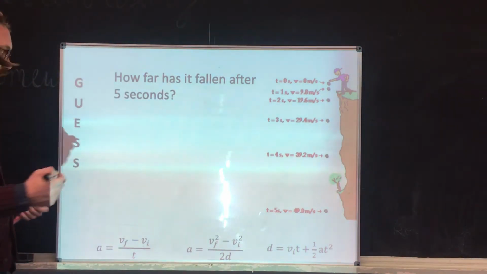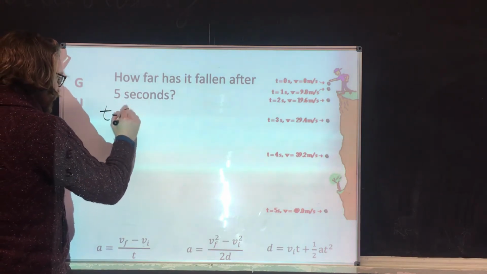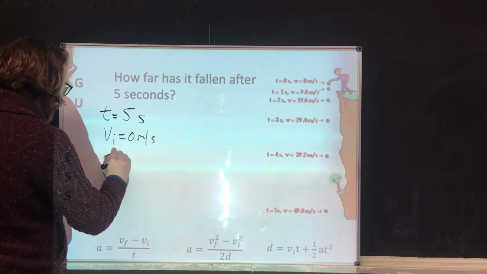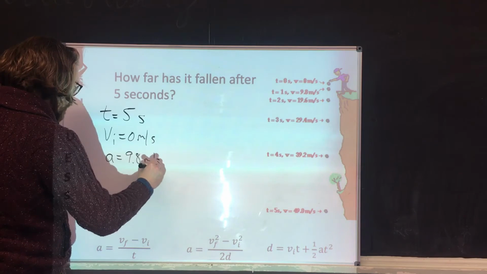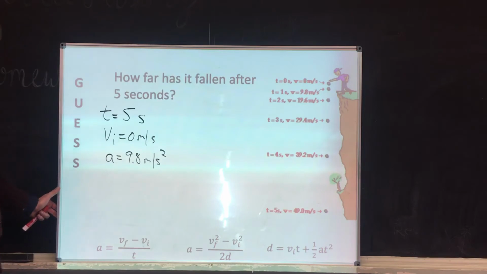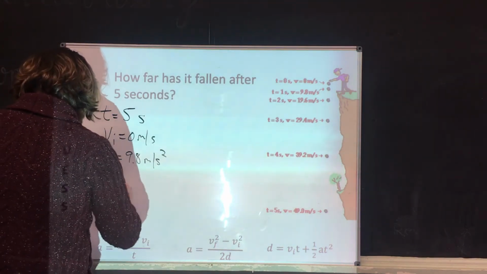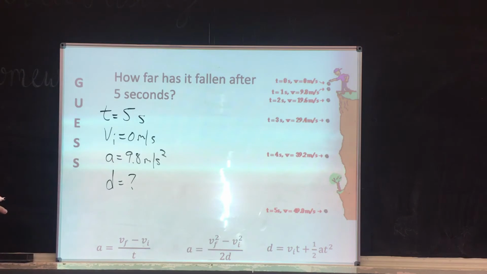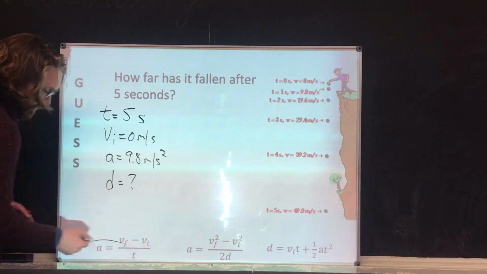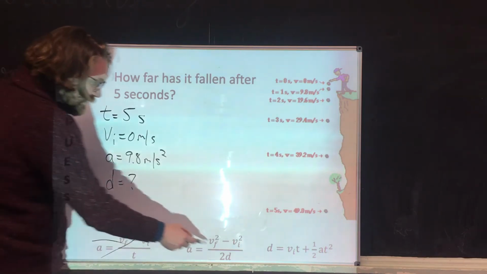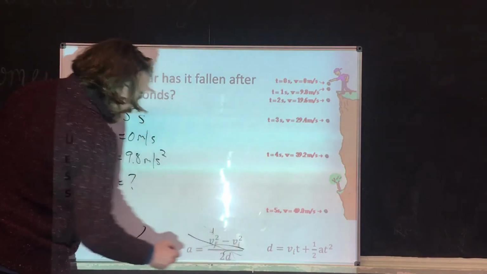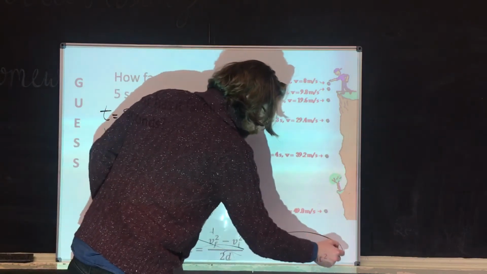So again, we're going to write down what we know. We know the same things. We still know the time is 5 seconds. We still know our initial velocity is 0, and we know our acceleration is 9.8 meters per second squared. And now we're looking for how far it's fallen down. Well, how far something is, is the distance. Okay, so which one of these equations can we use? We can't use the first equation because we don't have a distance. Technically, we can use the second equation, but this one is kind of confusing because it has these squares in it. So we're going to use this third one.